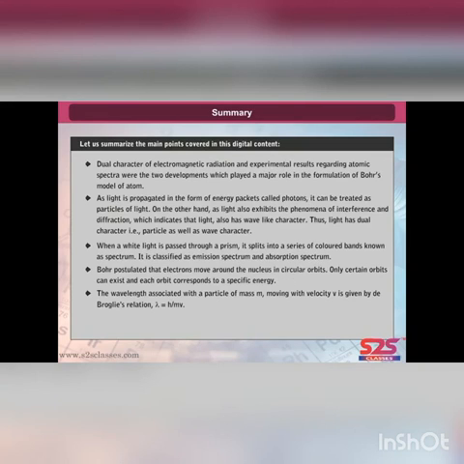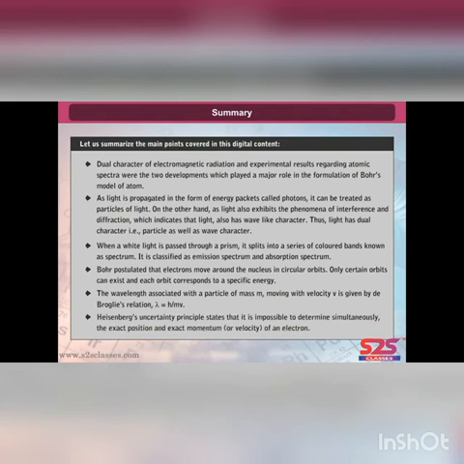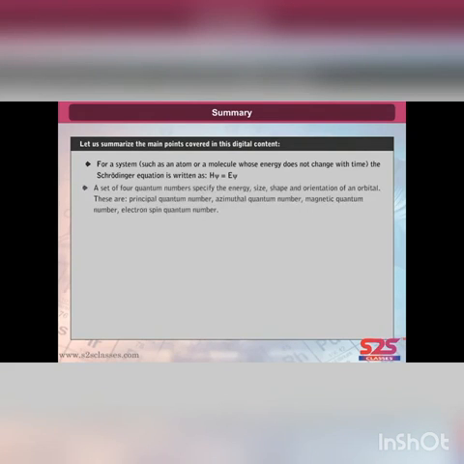Dual character of electromagnetic radiation, and experimental results regarding atomic spectra were the two developments which played a major role in the formulation of Bohr's model of atom. As light is propagated in the form of energy packets called photons, it can be treated as particles of light. On the other hand, as light also exhibits the phenomena of interference and diffraction, which indicates that light also has wave-like character. Thus, light has dual character, that is particle as well as wave character.